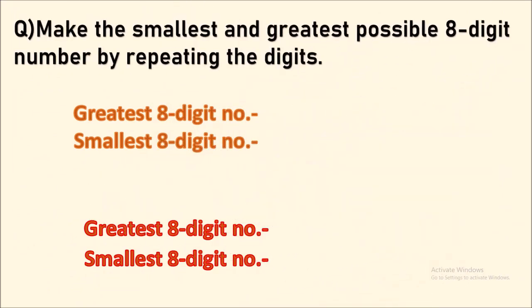Here we have, make the smallest and the greatest possible 8-digit number by repeating the digits. So we get the question as, how many digits are there? Again 6 digits. What are the digits? 5, 8, 2, 0, 4 and 6. So to get the greatest number, you need to repeat the greatest digit, that is 8. So we will be repeating 8. So what number will we be getting?